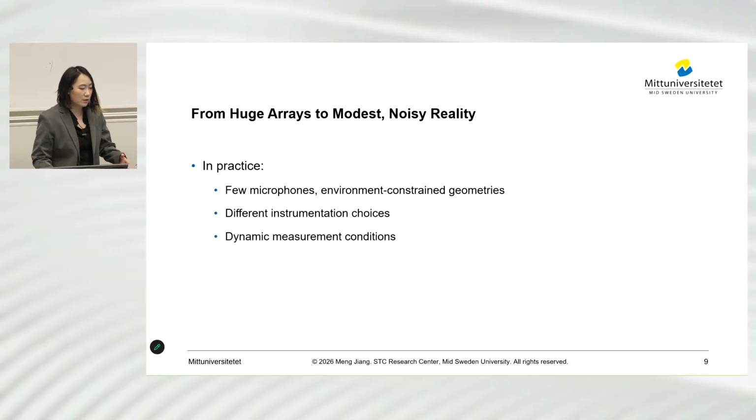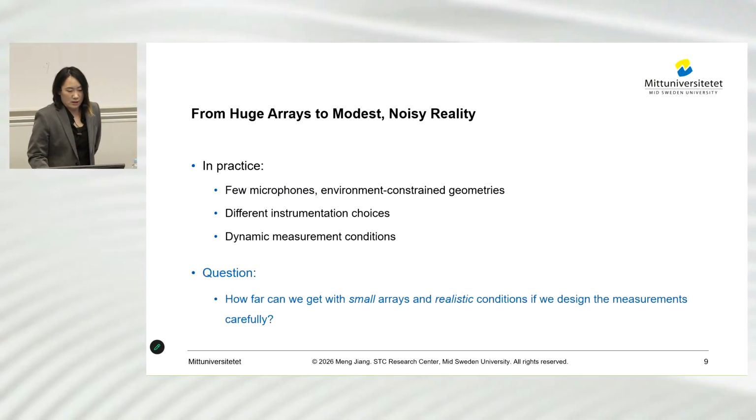In practice, there will always be a requirement for fewer microphones allowed in the system, and environment-constrained geometries for microphone arrays. And there will be different instrumentation choices for the elements or sensors you're using. And also, there will be dynamic measurement conditions. So the question is, how far can we get with small arrays and realistic conditions if we design the measurements carefully? Speaking of measurement, what would be the first thing you would think about getting rid of if you are the one conducting the experiment?